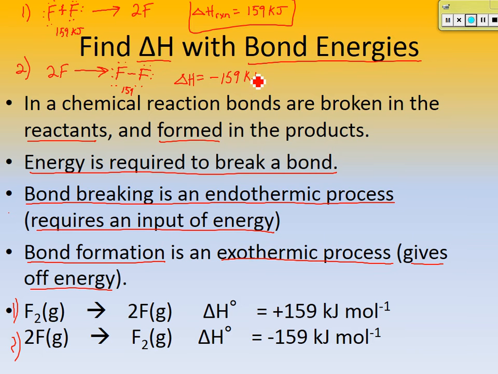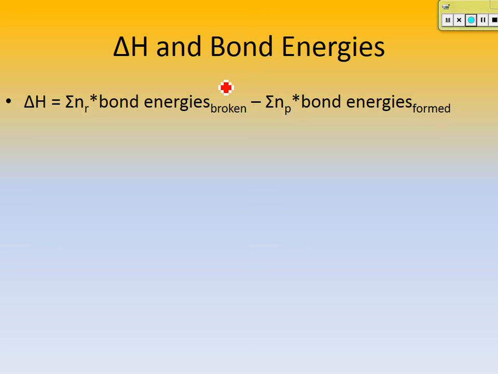159 kilojoules here. And so what I'm trying to do is emphasize these 2 points. When we break a bond, so on reaction 1, we broke this. It's endothermic, so that's positive. When we form a bond, in the product side, we formed a bond here. It's exothermic, so the sign is going to be negative. Okay. Here's the equation that we're going to use to figure this out. I want you to write this in your notes.